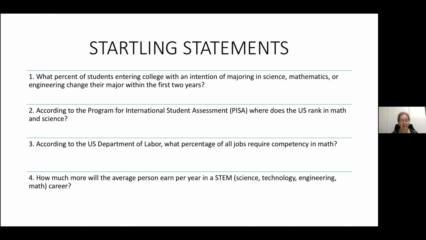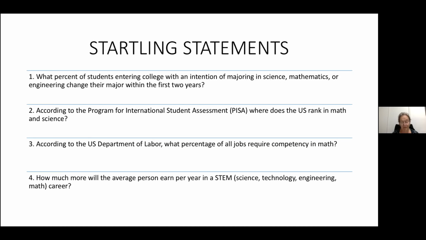Second question, according to the PISA assessment, where does the US rank in math and science? Again, anyone? Somebody? 52.